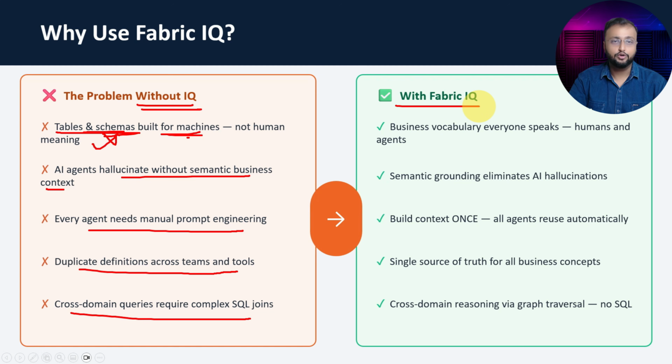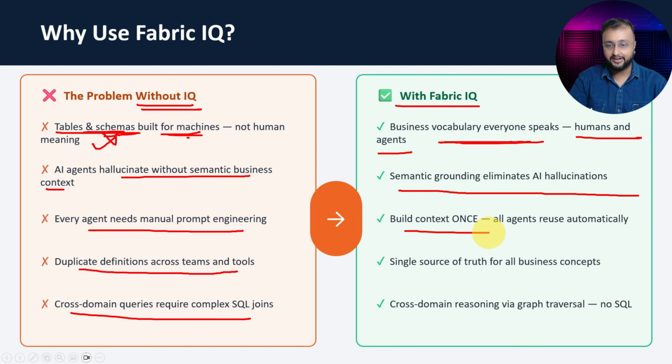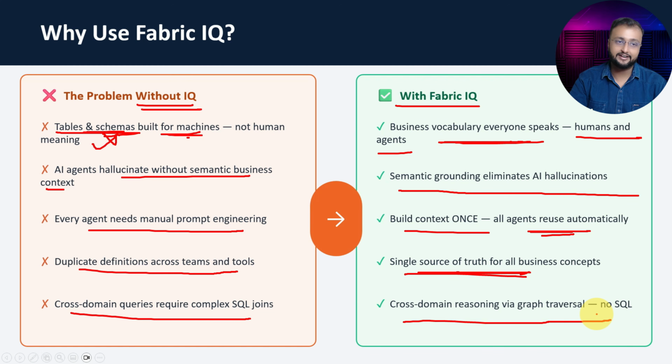Now with Fabric IQ, the business vocabulary that everyone speaks, whether human or agent, can be built. So we are providing more natural language context here. It gives you more semantic grounding, which eliminates AI hallucination. You build once and all the agents reuse it automatically, with a single source of truth for all business concepts, and cross-domain reasoning via graph traversal. So no SQL is required to get the desired result set. We'll see this with a practical demonstration so you get a better understanding. What do we mean by that?